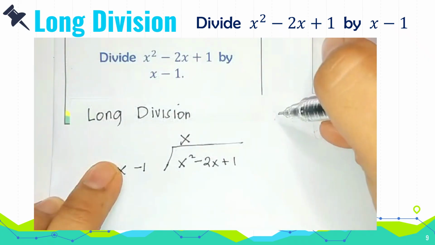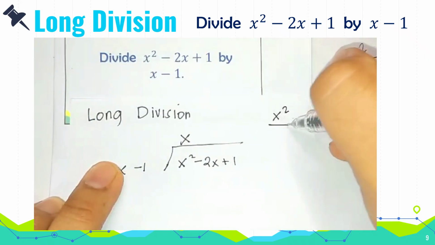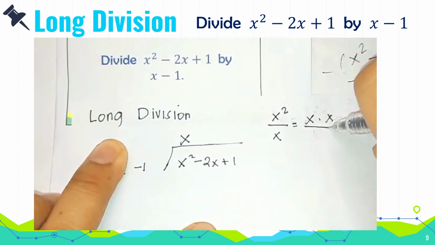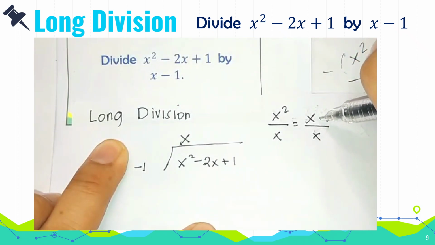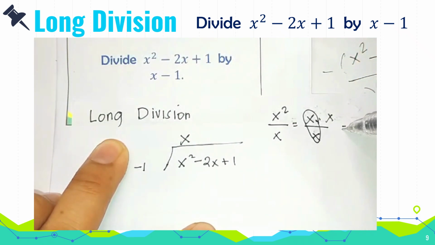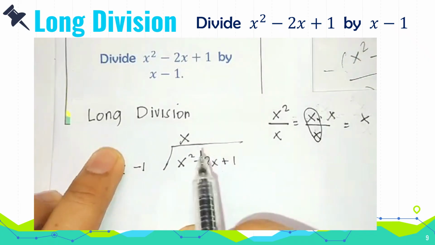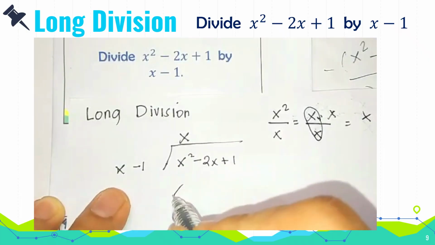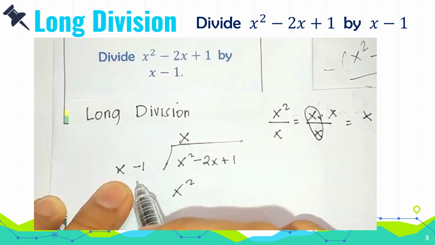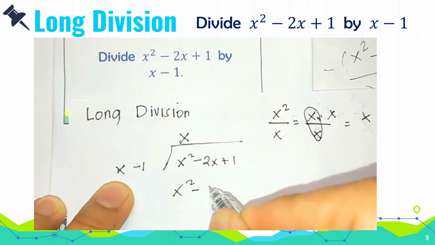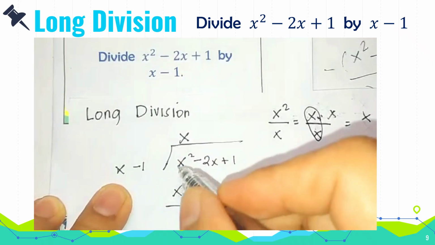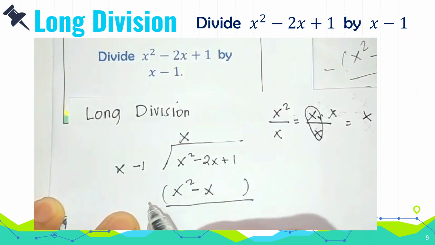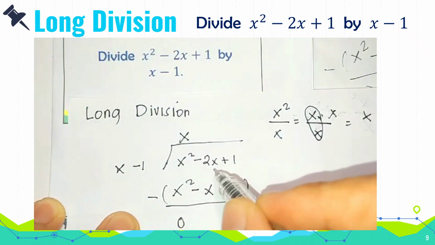Recalling the law of exponents, x squared over x, expanding, this is x times x over x. So x divided by x here will be 1. What's left is x. That's why we have here x. Continue. x times x will give us x squared. x times negative 1 will give us negative x. Proceed. This will give us x squared minus x squared, which is 0.